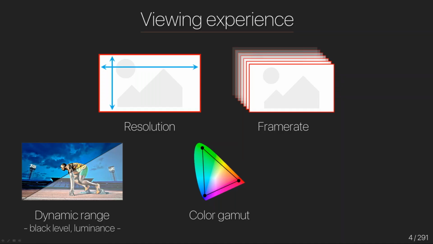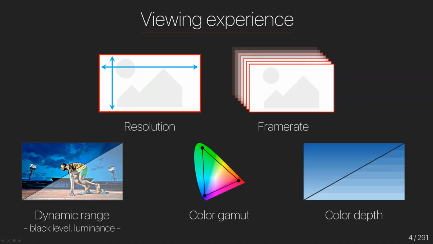We also have the color gamut, which is the chromaticity of the images. And then the fifth one here is the color depth, which means how many different shades of the same color can we display, or how close can two neighboring colors be in the chromaticity.